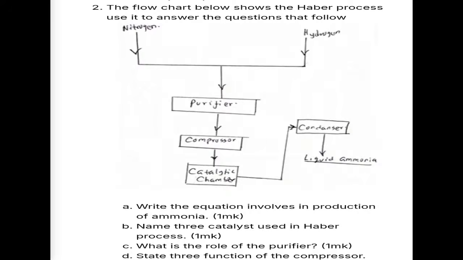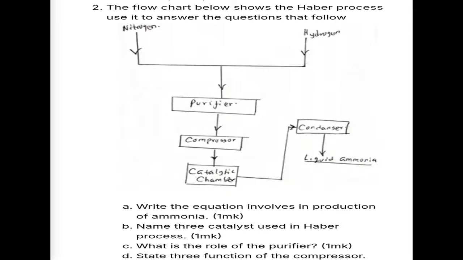Then unreacted gases, which might not have reacted in the catalytic chamber, are passed back to the heat exchanger for cooling. Once the gases have been passed through the catalytic chamber, the ammonia gas will be formed. The ammonia gas formed is then passed to the condenser, where it is going to be liquefied. After it has been condensed, we are going to form our liquid ammonia.